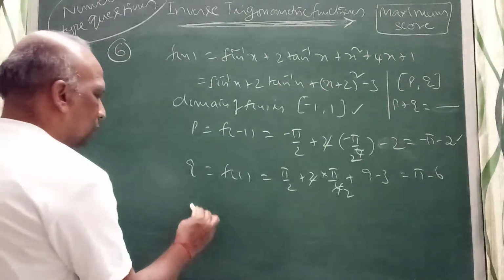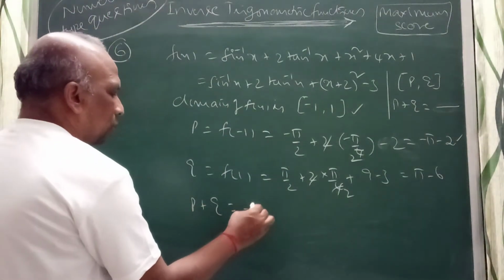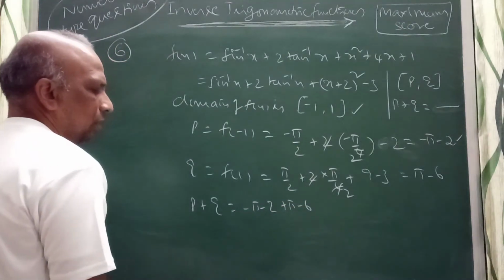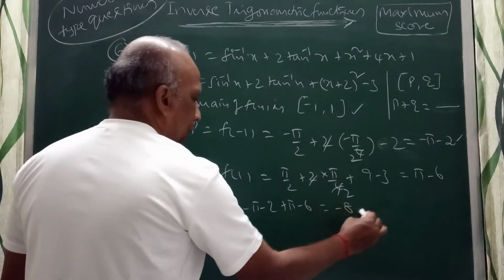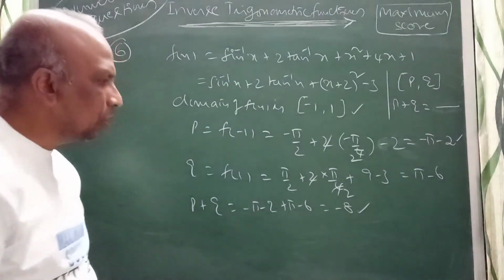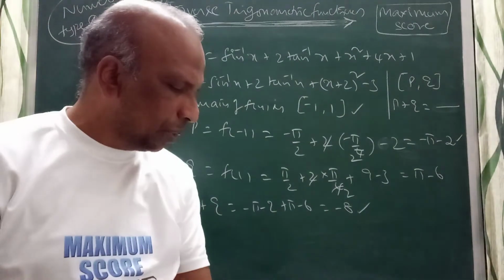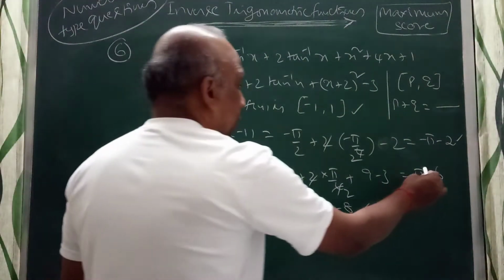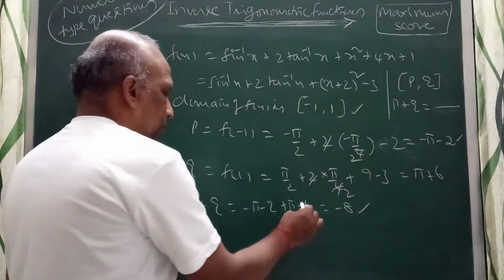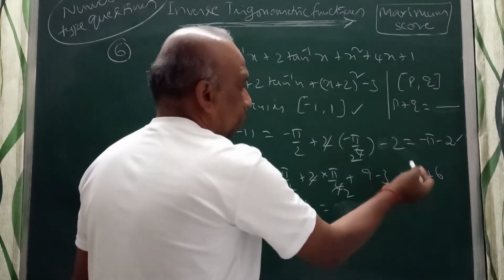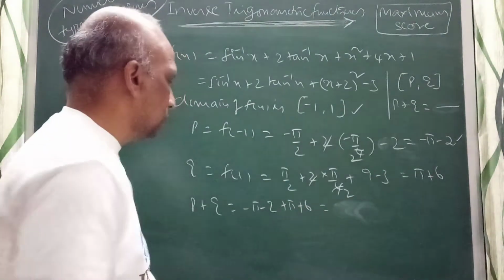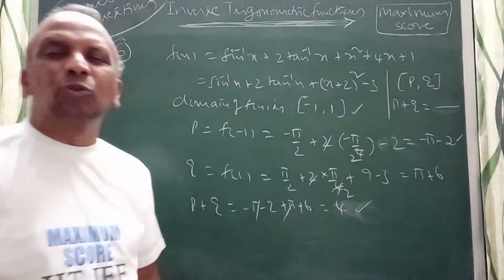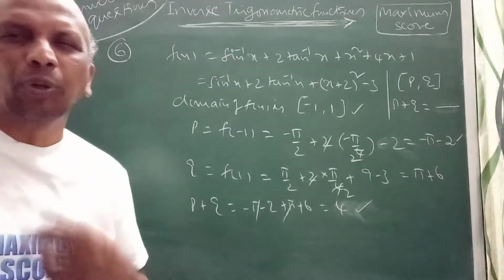They are asking p plus q. So p plus q should be equal to minus pi minus 2 plus pi minus 6. Check that, this will come minus 8, right? The result is, you can get the required answer. So we can add this one, minus pi minus 2. Oh, this is pi plus 6. You should be careful. If you make a small mistake... this is pi plus 6. If I take pi plus 6, you will get the answer 4, right? The required result is 4.